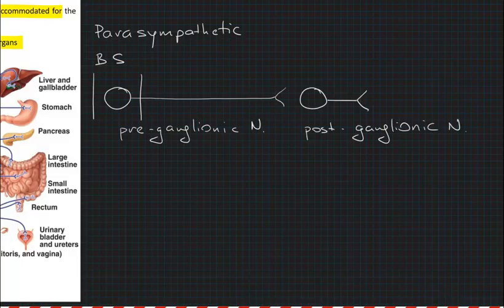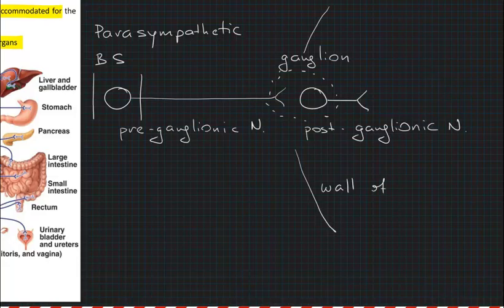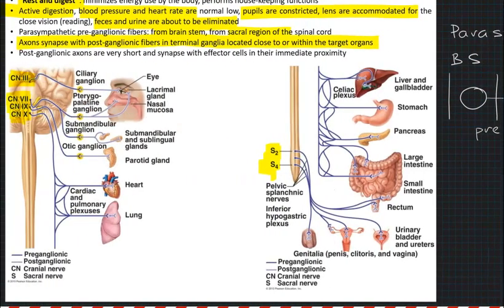Which one is shorter? There you go. So in the parasympathetic system, preganglionic neurons are long and postganglionic are short. And the structure here, which is a ganglion, is located in the wall of an organ. Does that make sense? Okay. So this is the distinctive feature. Postganglionic axons are very short.